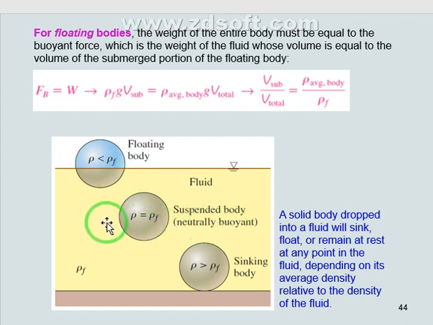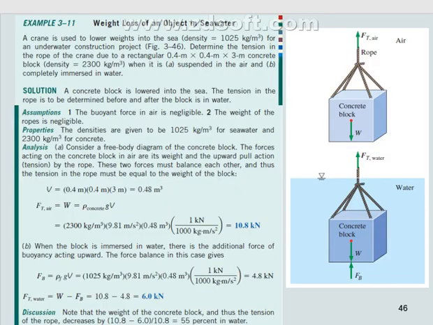This is the suspended body, when the average density of the body is equal to the density of the liquid. Sinking body, when the density of the thing is more than the density of water. So we have the sinking case. You need to know these cases. We did this example. It's much easier to hold a concrete block in water than in air because we have buoyancy force F_B upward.